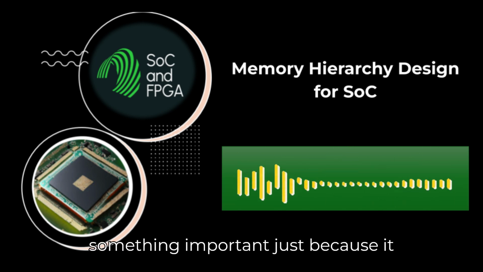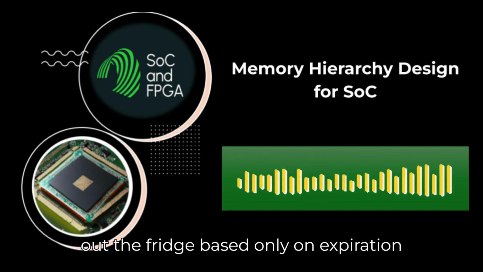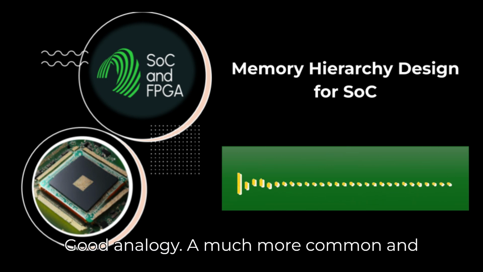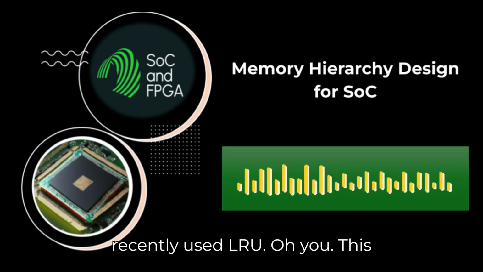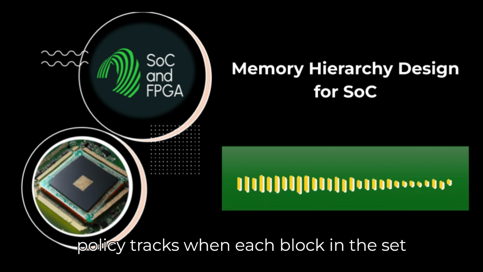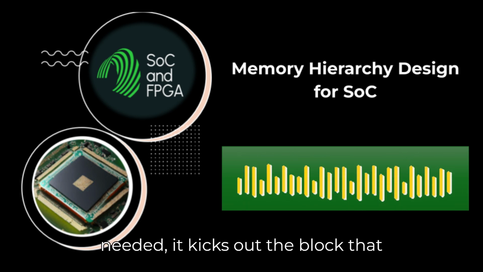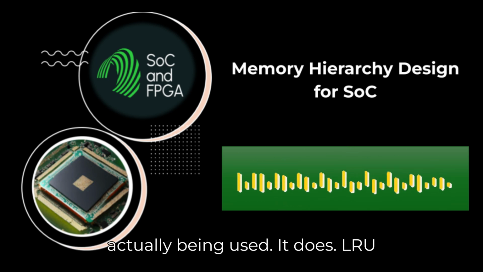It might kick out something important just because it arrived early. Yeah, sounds like cleaning out the fridge based only on expiration date, not what you actually use daily. Good analogy. A much more common and generally effective policy is least recently used, LRU. This policy tracks when each block in the set was last accessed. When an eviction is needed, it kicks out the block that hasn't been touched for the longest time. That seems smarter. It adapts to what's actually being used.